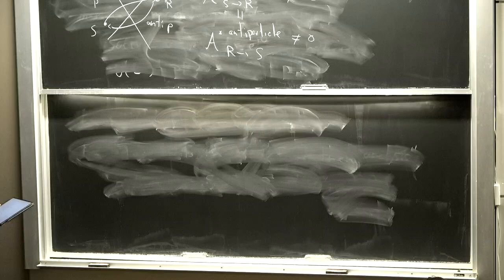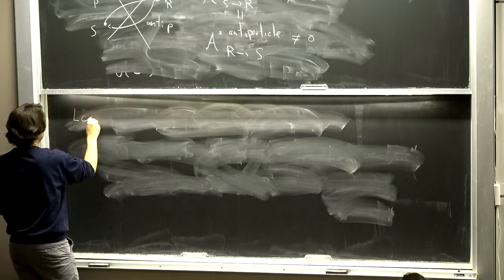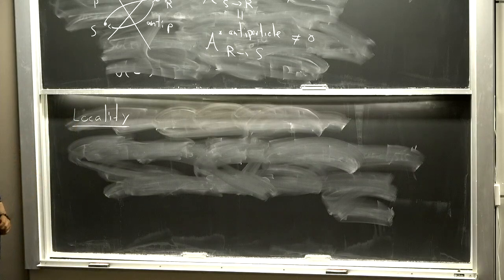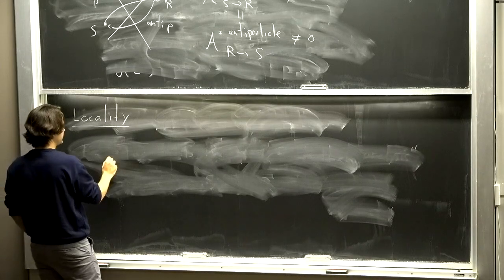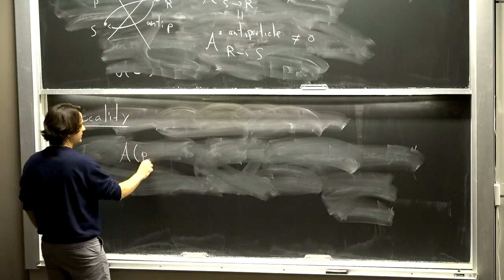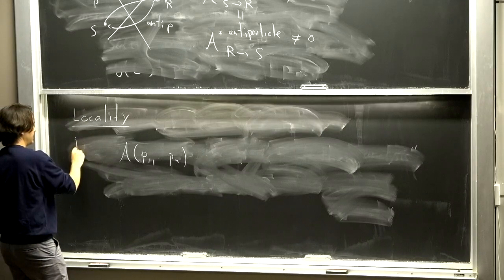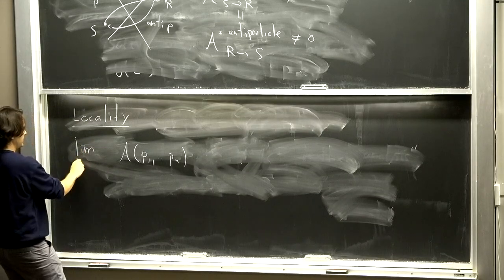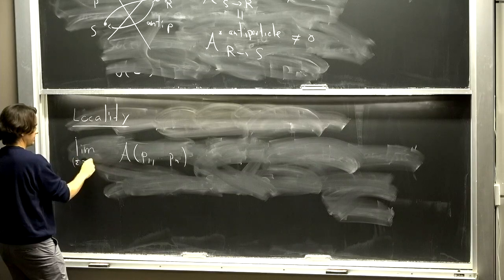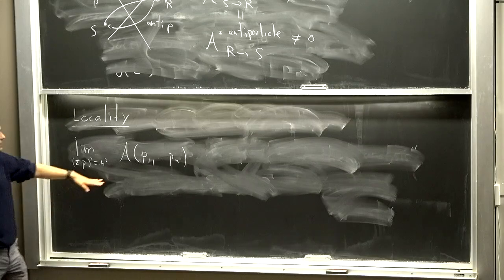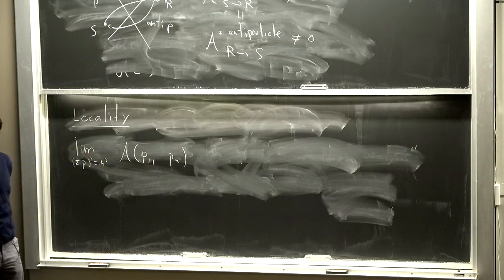Okay, what is the next? I guess locality. What does locality tell us about scattering amplitudes? Does anybody know? So locality tells us that if I have this amplitude, which is a function of momenta, and I take the limit when a sum over these momenta goes on shell, this amplitude will blow up. It will have some sort of singularity.